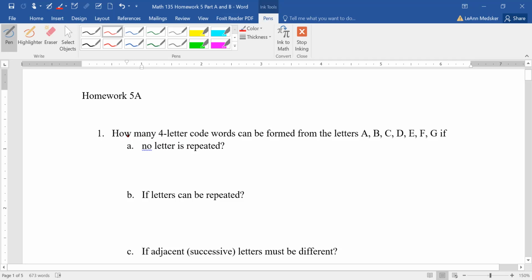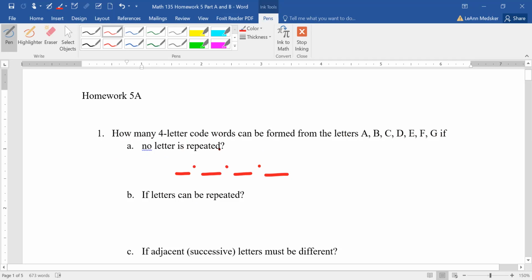So let's look at this first one. It says, how many four-letter code words can be formed from the letters A, B, C, D, E, F, and G if we have the following stipulations. First of all, a four-letter code word means that there are four different spots that we're going to be filling in. I like to think of them as blanks, individually filling in each spot with the number of choices. This is related to the multiplication principle.